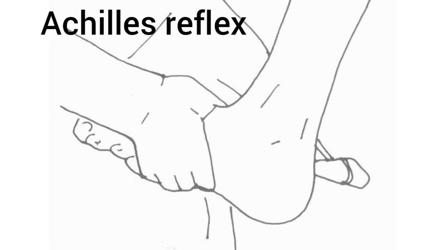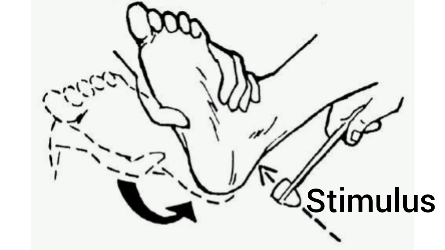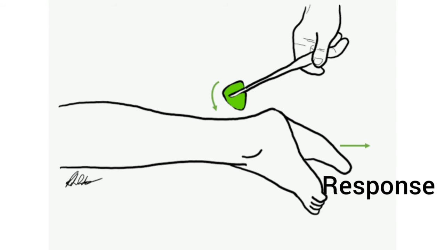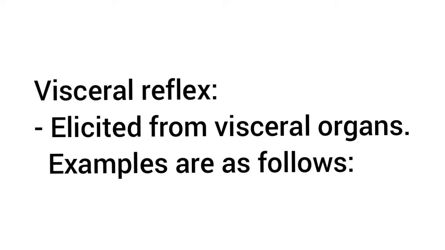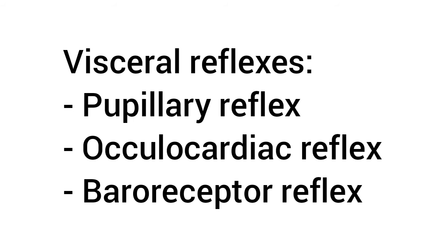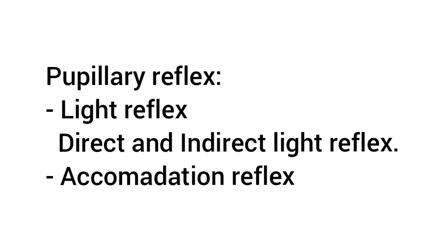And now is ankle jerk, also known as Achilles tendon reflex. Stimulus is tapping on the Achilles tendon and the response is plantar flexion of the foot. Now visceral reflexes are elicited from the visceral organs. They are pupillary reflexes, oculocardiac reflexes and baroreceptor reflex. Pupillary reflex, they are light reflex and accommodation reflex.